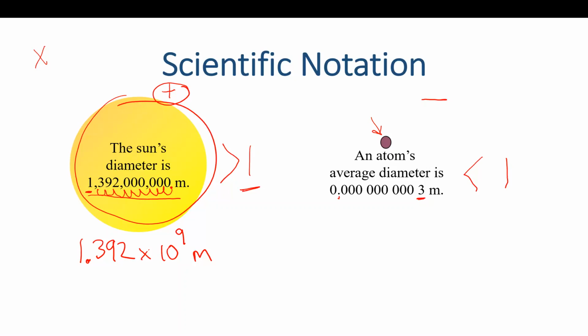So how do we do that? 1, 2, 3, 4, 5, 6, 7, 8, 9, 10. So this number would be 3 times 10, and it's a negative 10. We moved it over 10 to the right, and this number is less than 1. That's why it's negative 10. And the unit is meters, because you always have to have a unit.